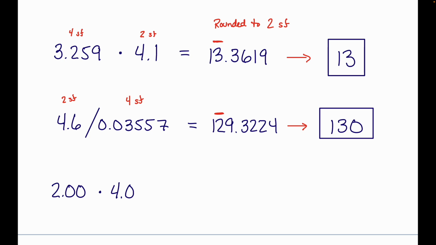All right, so 2.00 times 4.0. I don't trust myself, so I punch it into my calculator, and my calculator spits out 8. I'm going to go back and apply my sig fig rules. 2.00 has 3, 4.0 has 2. So how many sig figs should my answer have? 2. So what am I going to do? Tack that 0 onto the end there. 8.0, boom.